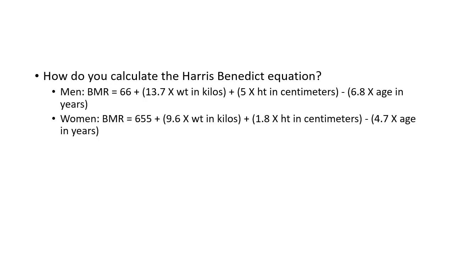So it's going to vary based on men or female. For men, your basic metabolic rate equals 66 plus 13.7 times the weight in kilos plus 5 times the height in centimeters minus 6.8 times the age in years. For women, BMR equals 655 plus 9.6 times the weight in kilos plus 1.8 times the height in centimeters minus 4.7 times the age in years.